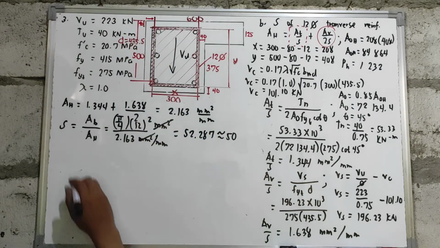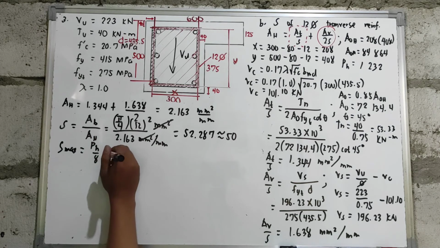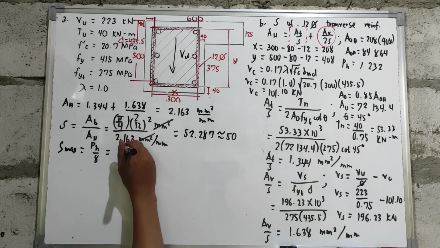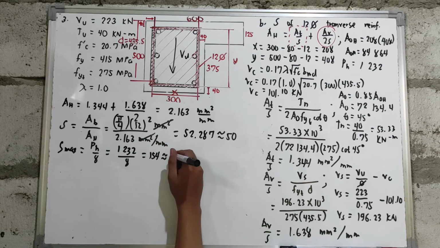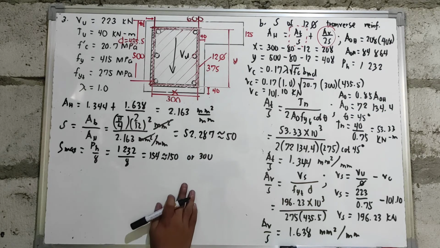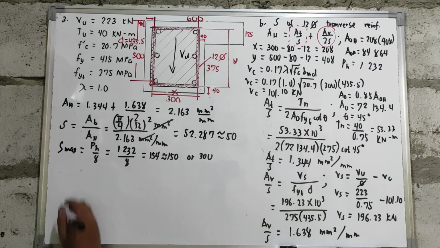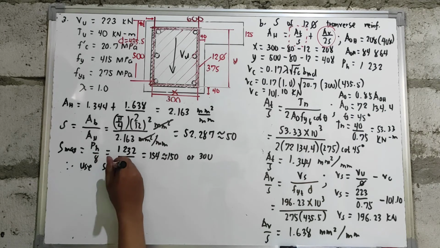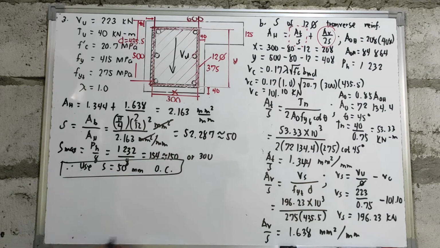After natin ma-compute yung S, let us now solve for the value of your S max, which is pH over 8. So yung pH natin, that is equal to 1,232 over 8. So you have a value of 154. Kaso nga lang, round down tayo lagi to the nearest tens. So that will be 150 or 300. So meron tayong tatlong values ng spacing. 50, 150, or 300. We will going to use the smallest value. So use S is equals to 50 mm on center. So this will be the spacing of our transverse reinforcement.